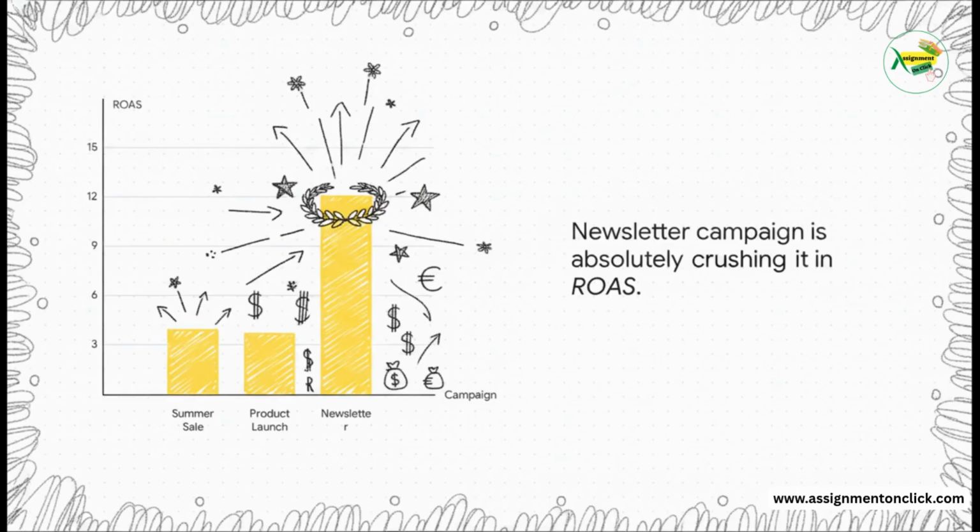A ROAS of 12.13, that means you're getting roughly 12 units of revenue back for every 1 unit spent. Without a visual, that massive win might have just stayed buried in a wall of text.